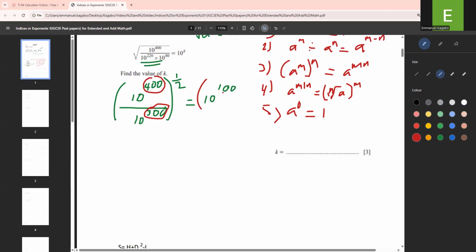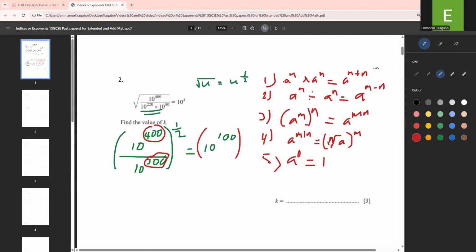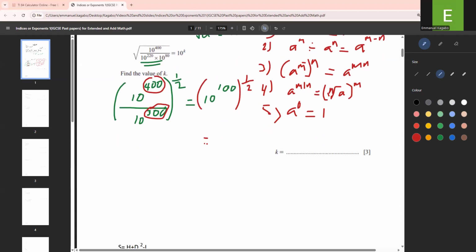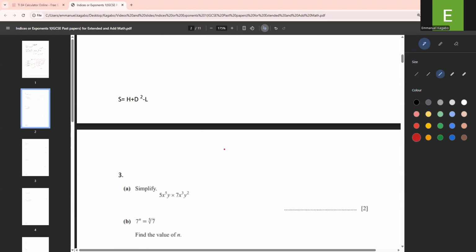Now, back to the question. These are the rules I'm going to be using. When you're multiplying, you add the powers. When you're dividing and the bases are the same, you subtract the powers. And if you have an expression like this, you multiply these powers. Here it's power a half. So now, that means it will be 10 power, what's 100 times a half? That is 50. Now, what's the value of k? The value of k is 50. Easy, easy, and easy.